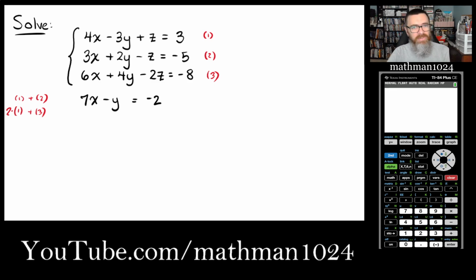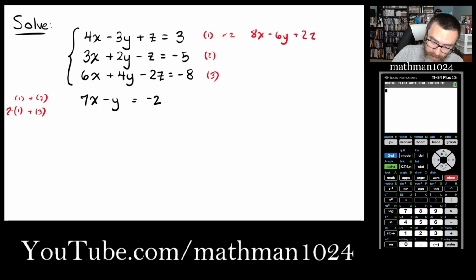So a bit of stuff to kind of keep track of in our head. Or you could say, you know what? If I multiply this times 2, that gives me 8x minus 6y plus 2z equals 6. Maybe it's better to write that out so you can see it, so that whenever we combine these equations, it'll make a little bit more sense. So I need to combine 1 and 3 now, so 8 and 6 is 14x.